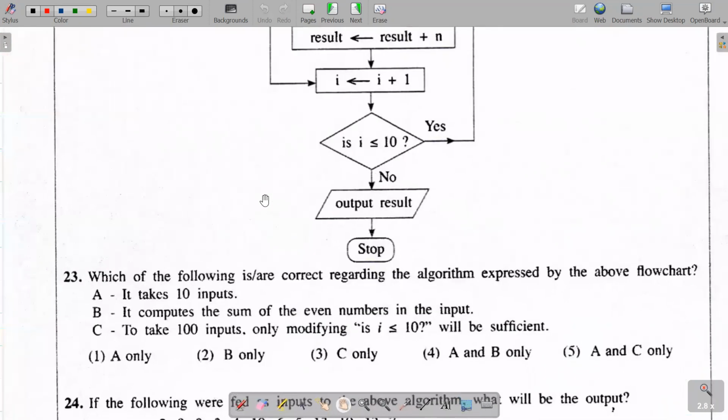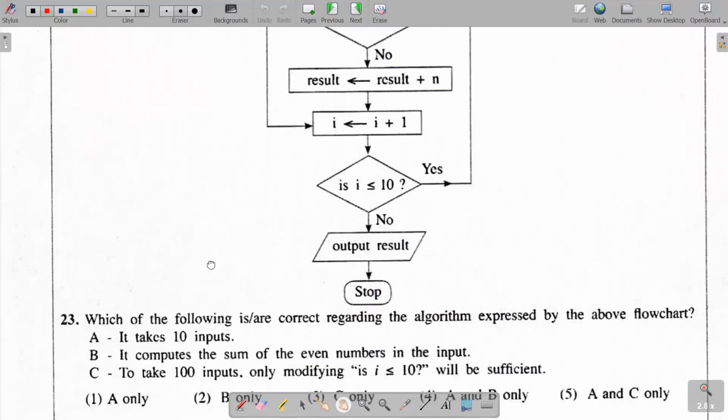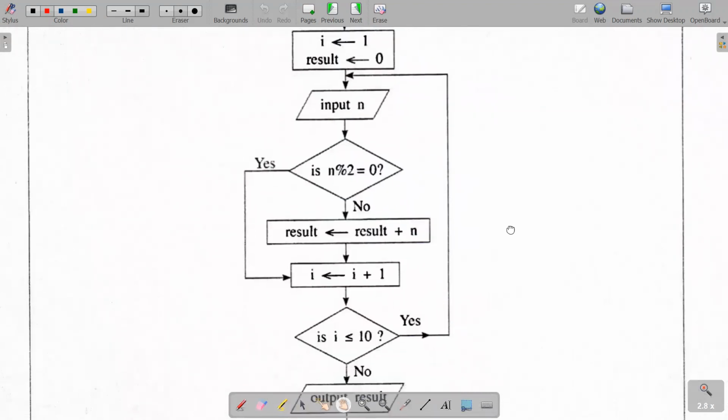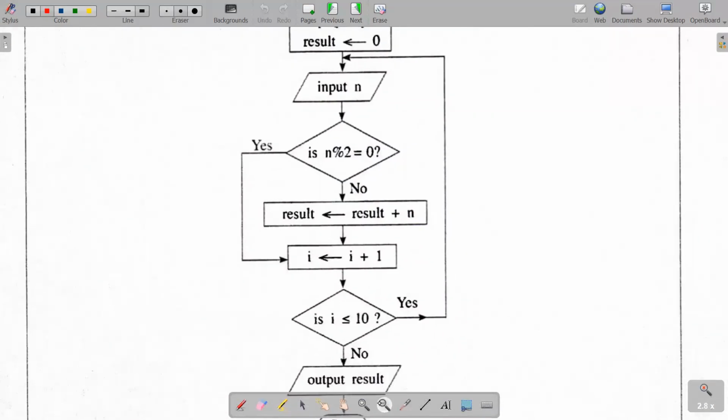So the question is, which of the following are correct regarding the algorithm expressed by the above flow chart? It takes 10 inputs. So for that, we have to figure that out. So let's try to hand trace this.